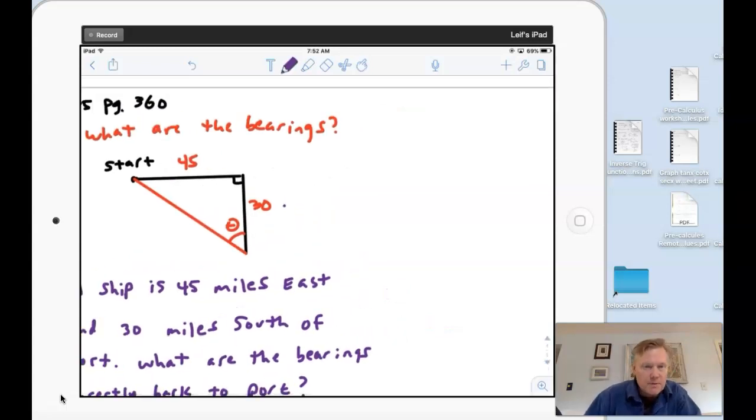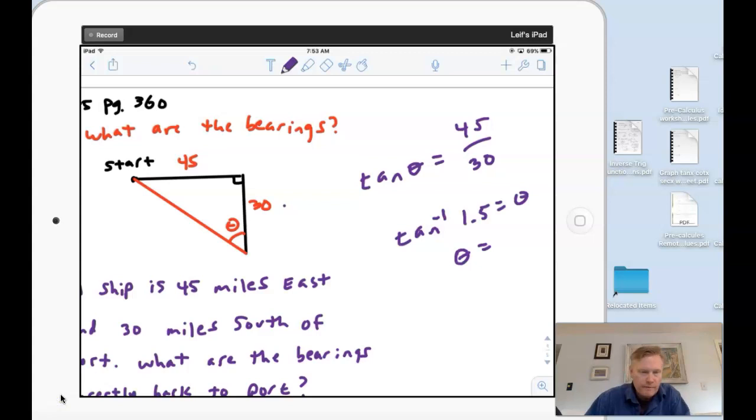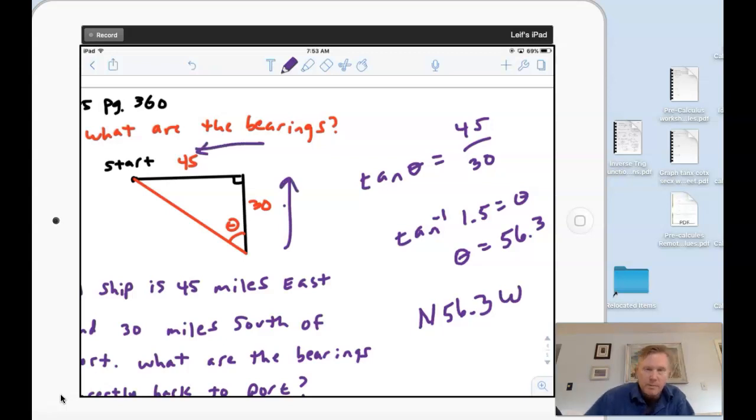So I have opposite and adjacent, which means I'm looking at tangent of theta will be the opposite over the adjacent. And if I solve that out, I get the inverse tangent of 0.5, and therefore theta was going to be 56.3 degrees. So if I'm going back, I'm going to go north 56.3, and then I'll go back west. So that would be north, and then west will get me back home. This is the opposite direction of what I started. So this is my answer.